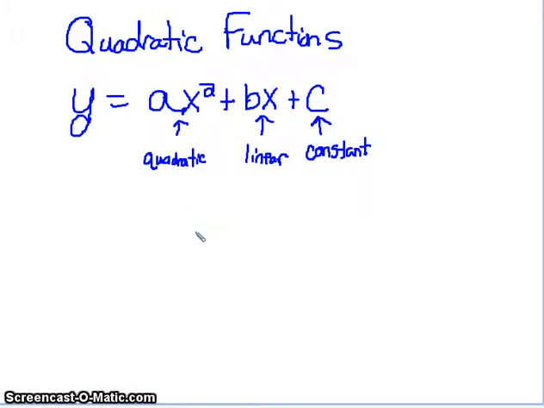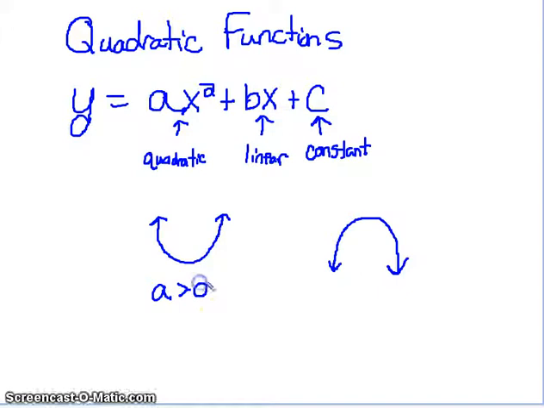So if it's quadratic, we know it is a parabola. We know that it's going to be U-shaped, and it's going to be either parabola up or parabola down. If it is parabola up, we can immediately recognize that because our a is greater than 0. We know that it is parabola up if a is greater than 0.